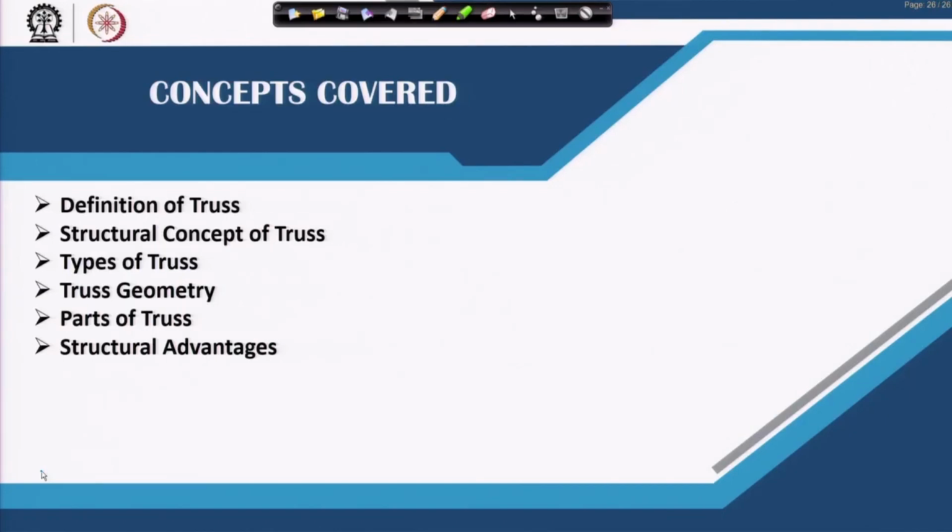We will start with the definition of truss, and then we will gradually see the structural concept of the truss, what the benefit of the truss is, and how structurally the truss can be applicable in place of beams or other types of structural systems. Then we will discuss the types of trusses and the geometry of the truss, then the parts of the truss, and also we will discuss the structural advantage of the truss.